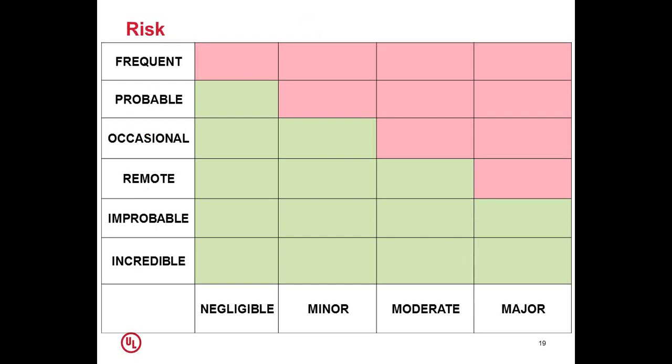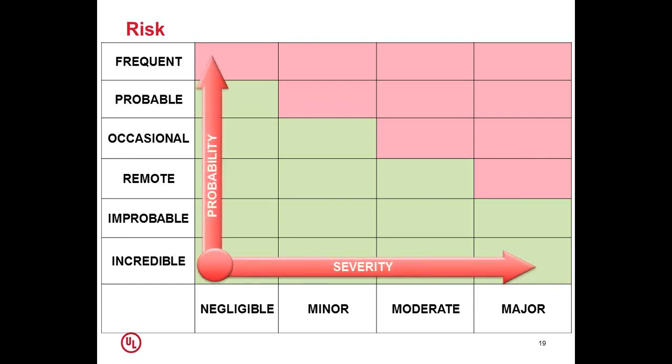So if I am putting the risk in the form of a table, you can see on the horizontal where I have described the severity as negligible, minor, moderate, and major, and on the vertical you will find incredible, improbable, remote, occasional, probable, and frequent. We have two regions here, green and red, which says, based on the particular scenario, if the risk is probable and the severity is negligible, then we can consider that to be an acceptable risk.